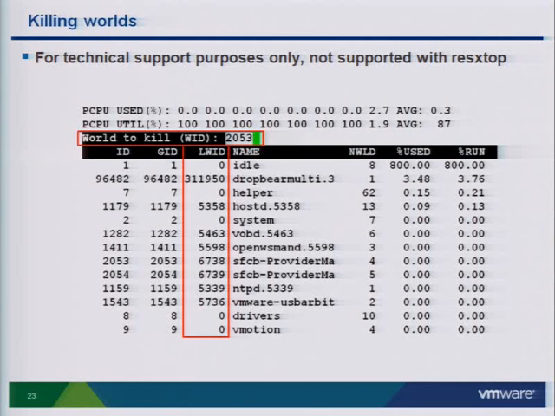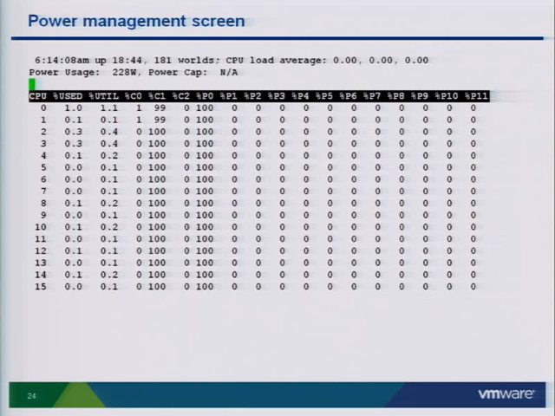To aid this process, we also added a new field called LWID, which stands for World Leader ID. So world leader is basically the parent process. So if you kill the parent process, all the child processes get killed automatically. So this is important if you want to kill everything in a neat fashion. So we added this. Again, completely not recommended, and this is also not supported with ESXTOP for security reasons, because ESXTOP, people use it for monitoring purposes, and you don't want a monitoring person to go and kill all your VMs.